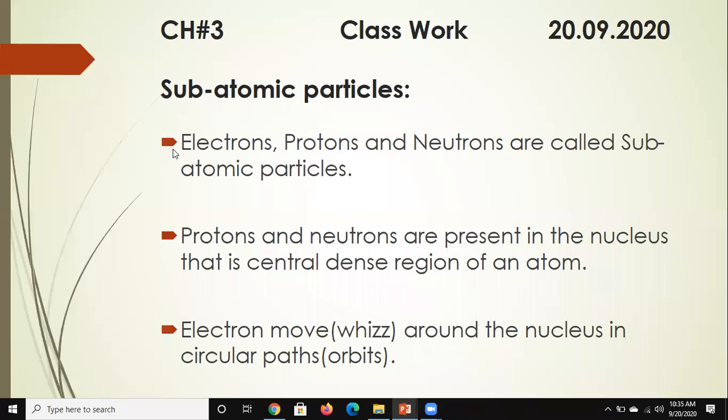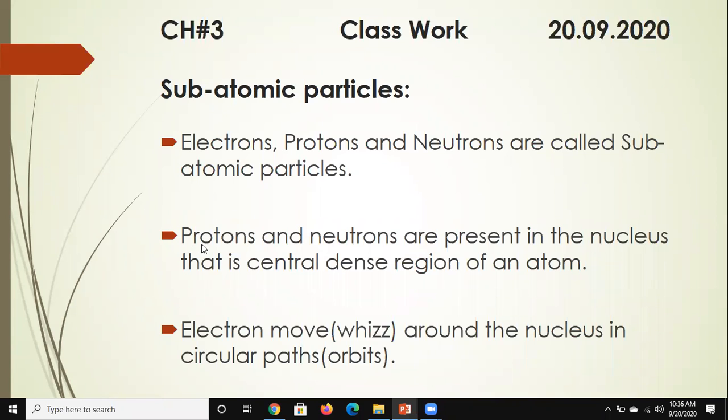Subatomic particles. Electrons, protons, and neutrons are called subatomic particles. Right? I'm repeating again: electrons, protons, neutrons. I'm talking about three particles. Those three particles are called subatomic particles.